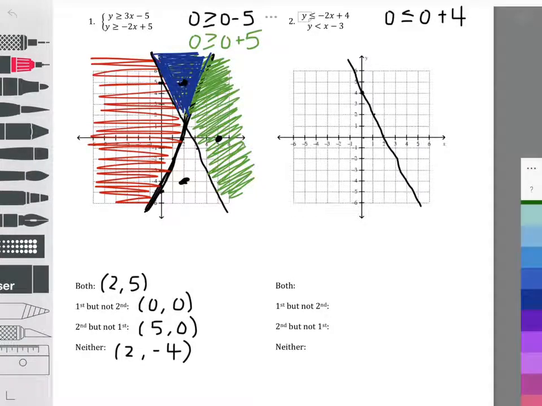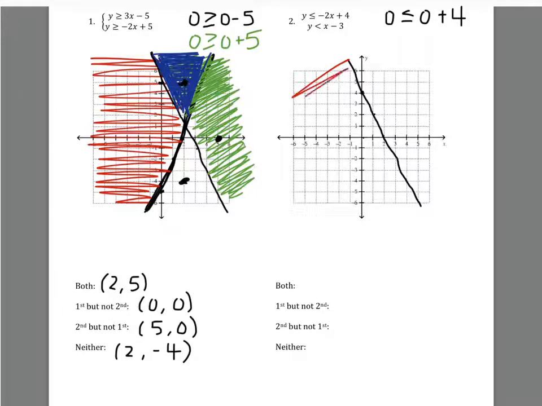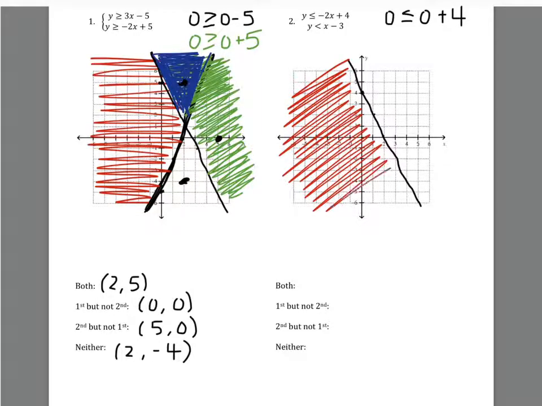I'm going to use the same color I did for the first example. So for the first line, I'm going to use the red one. And I'm going to shade in the first region, the region that contains the 0, 0 testing point I used.